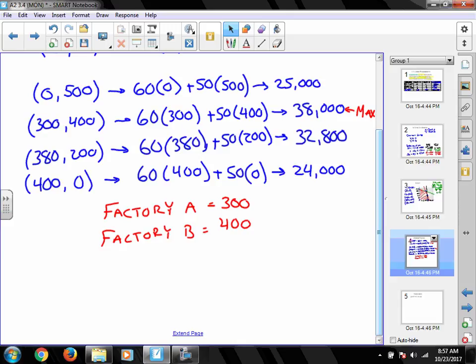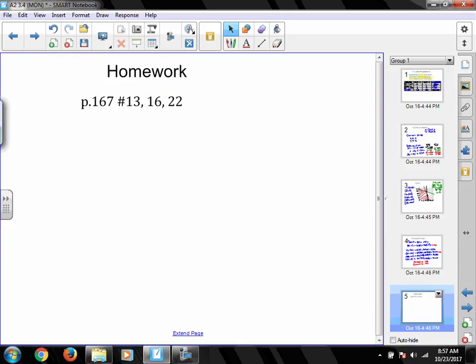If you have any questions, shoot me an email or catch me during study hall. Here's your homework. The first two, they give you the objective function, and the last one is one kind of like this where you have to go through the steps on your own. So go ahead, use some graph paper to work on this. That'll help you quite a bit.